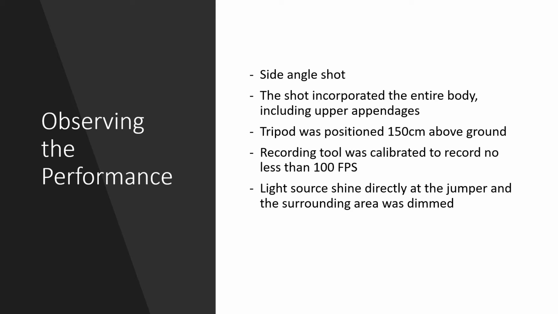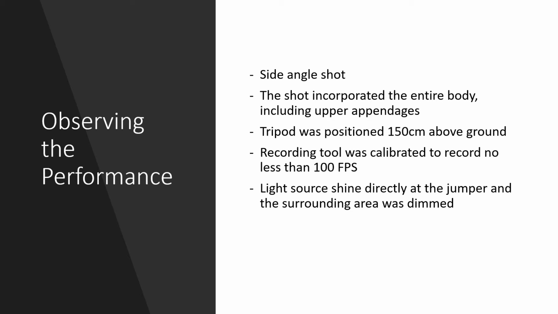The jump was observed using a side angle shot throughout the entire movement. This allowed for the analysis of the knee joints, as they are plane-synovial joints that only move along one sagittal plane. The side view also allowed for a clear analysis of the jump angle, which is a very important feature for this jump. The shot was filmed on a 1.5 meter tripod to incorporate the entire body, including both the upper and bottom appendages. The surrounding areas were dimmed and a light source was shined directly at the jumper to allow for a clear and comprehensible recording.